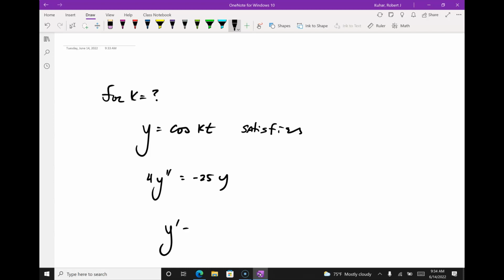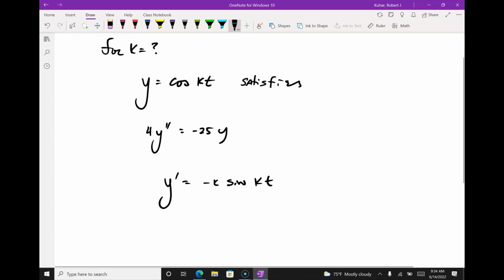So let's find y prime. What is that? Negative k sine of kt. Is that agreed upon? Right? The derivative of cosine is negative sine, and then the derivative of kt is k. And then y double prime is what? Negative k squared. The derivative of sine is cosine, right? Cos of kt.